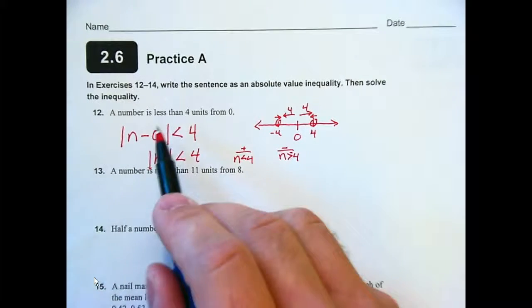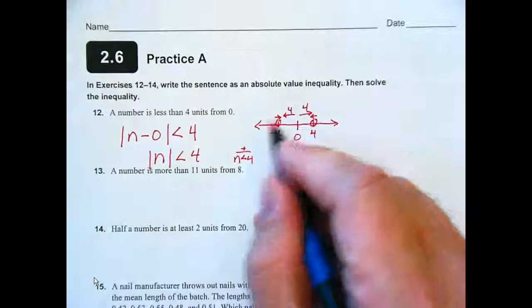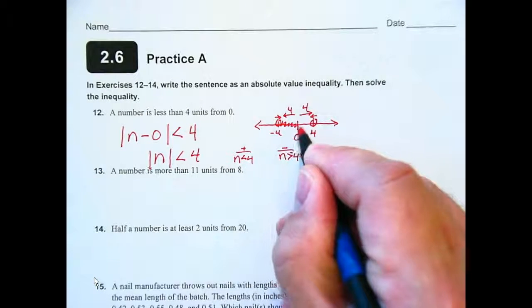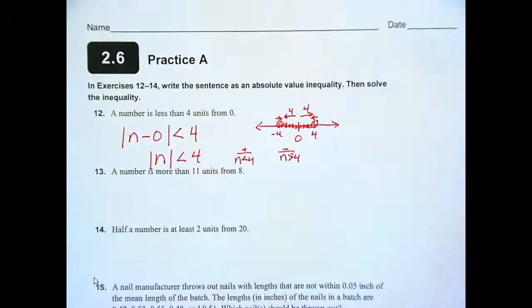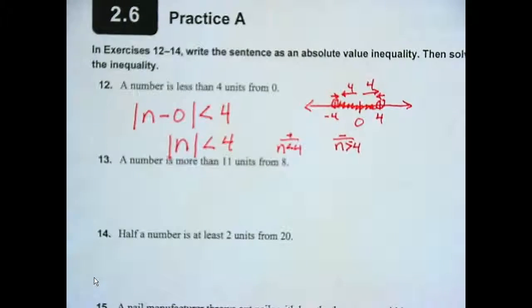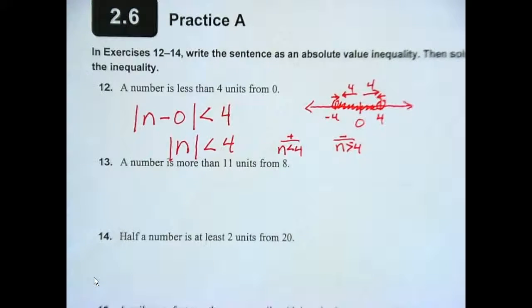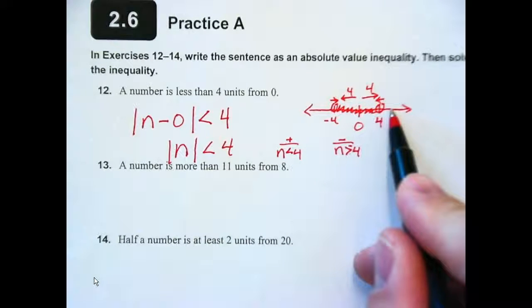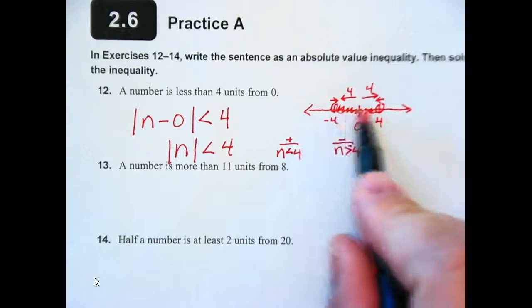Okay, a number is less than 4 units from 0. Well, we know that any number that's less than 4 units from 0 has to fall between positive 4 and negative 4, just logically, right? I mean, 2 is less than 4 units from 0. 1 is less than 4 units from 0. Is 5 less than 4 units from 0? No, it's more than 4 units from 0. It would be over here. Therefore, we've shaded our solution set.